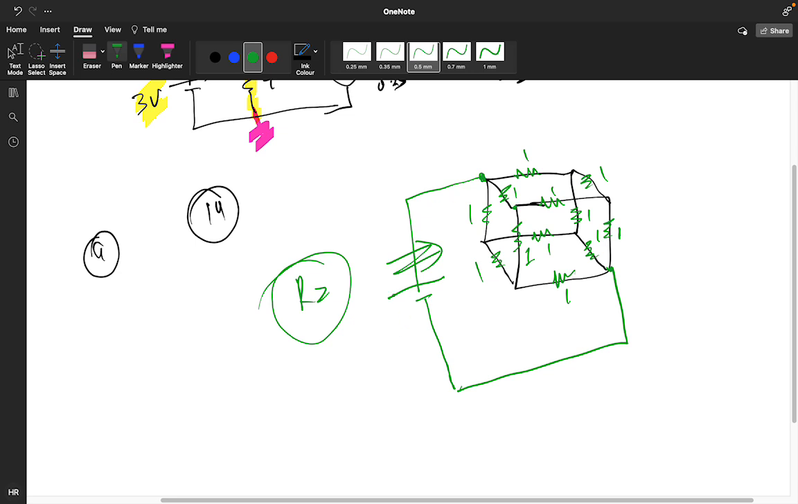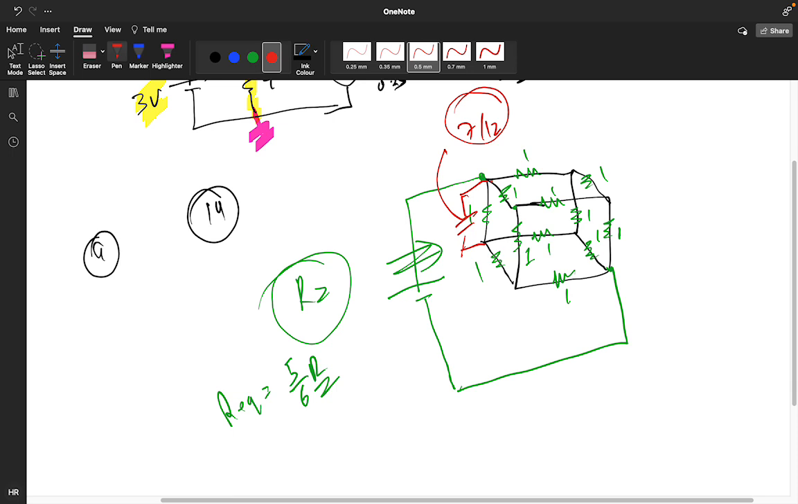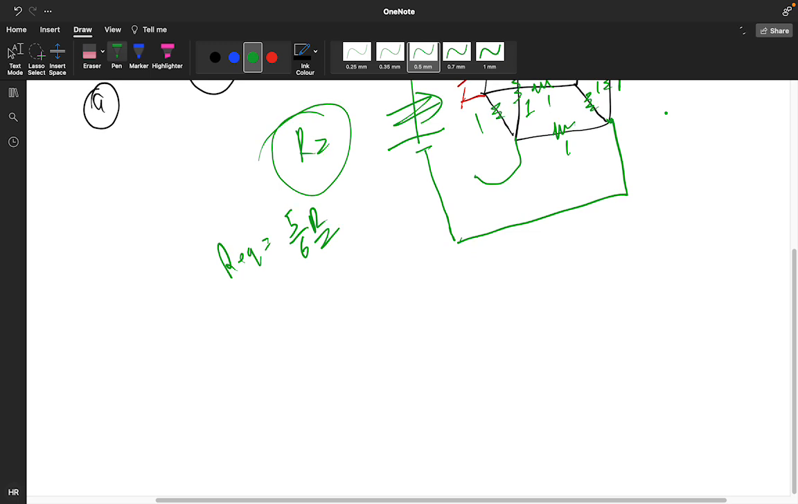For diagonally opposite, R equivalent is nothing but 5 by 6 R. If the connection was like this, then for this connection it was 7 by 12, and if the connection was like this, between this, then it will be 3 by 4. So just go through the previous topic.